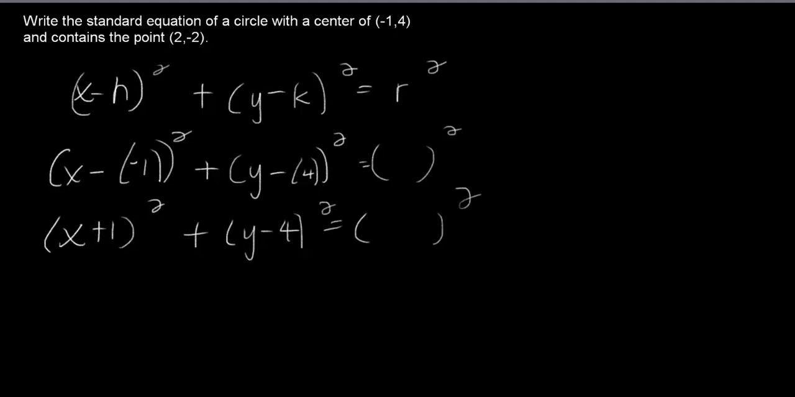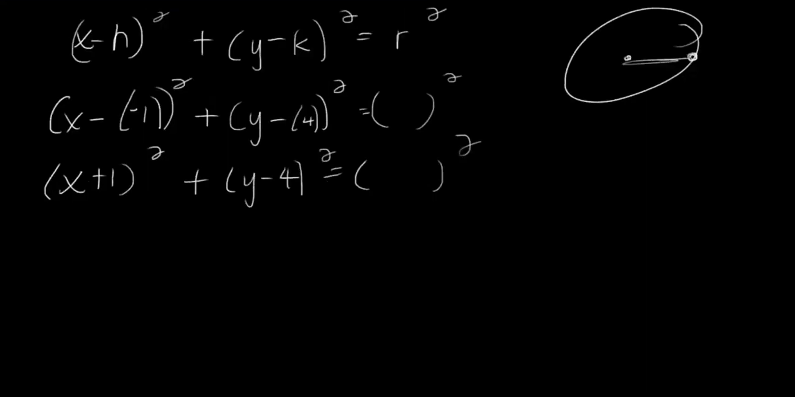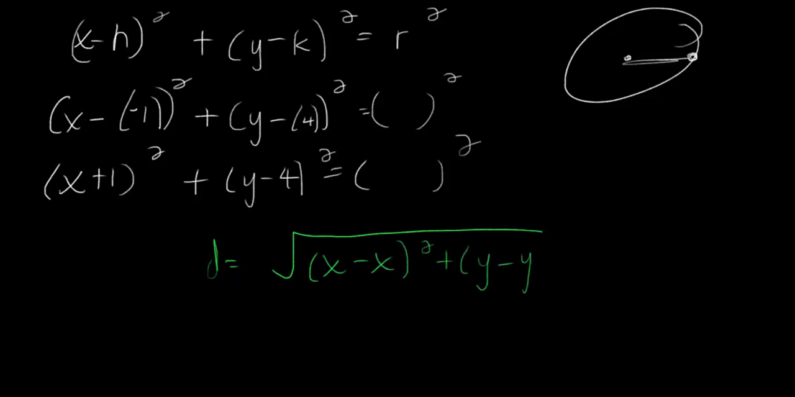So this takes us back to simplifying radicals, because what I have to do is find the distance, because what I have is a center and I have an endpoint. I have to find that distance between those 2 points, and that will be the radius. So the distance between those 2 points, I have to use the distance formula. And the distance formula is the square root of (x minus x) squared plus (y minus y) squared. So this is what I was talking about. This takes us back to simplifying radicals.